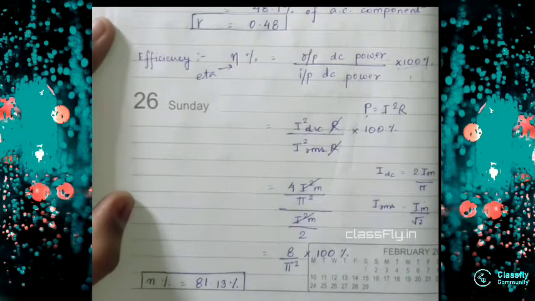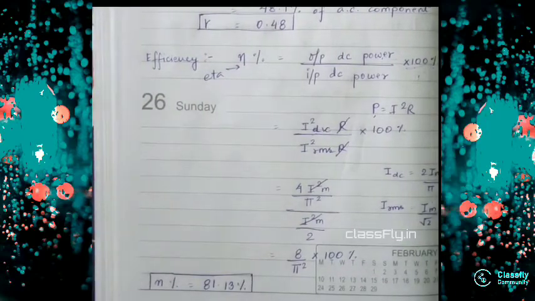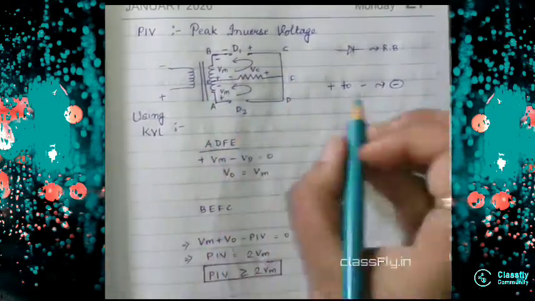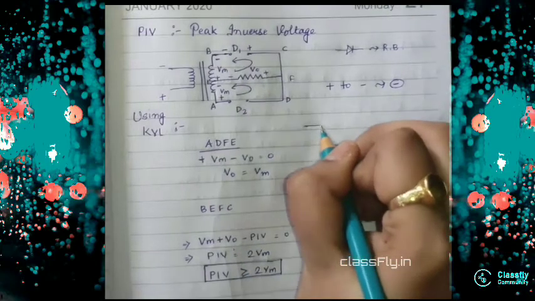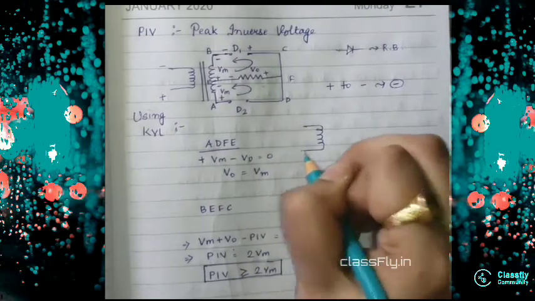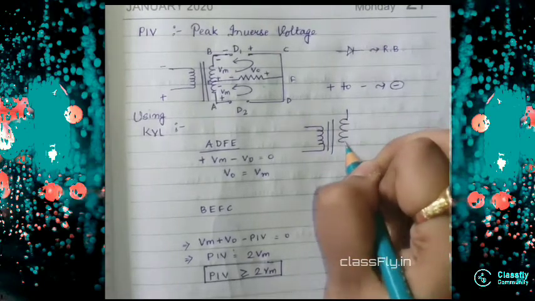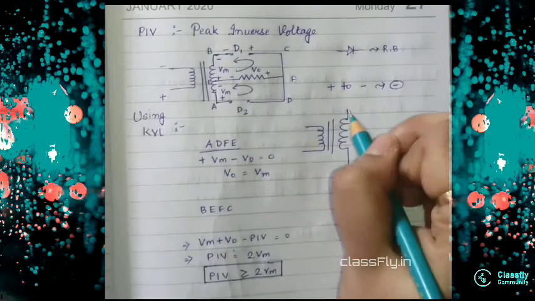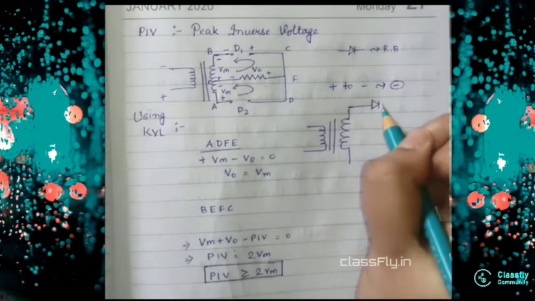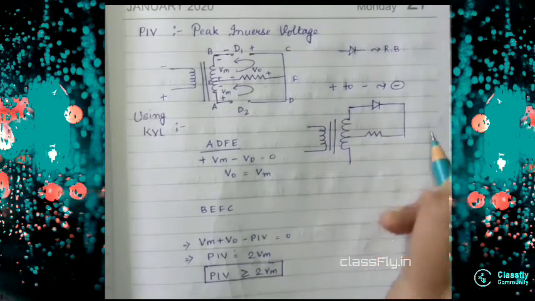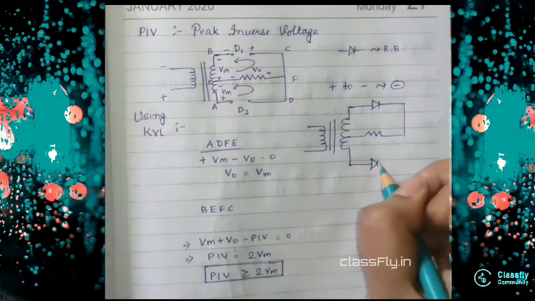So now let's move on to our peak inverse voltage, which we always know as PIV. See, this is our peak inverse voltage. Before going to this circuit, let's make a circuit like this. This is a center tap, right? So like this we made. So this will be a diode because we are using two diodes, right? And this is a load resistance and this is another diode.